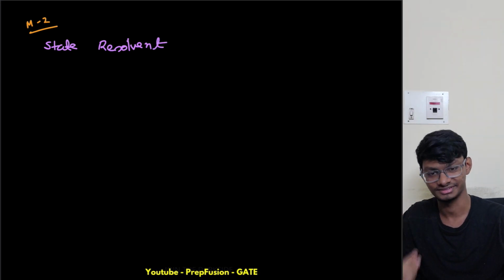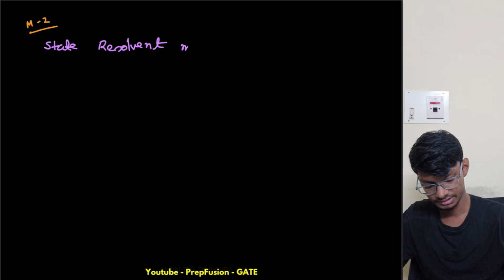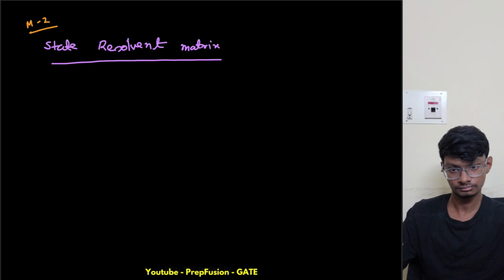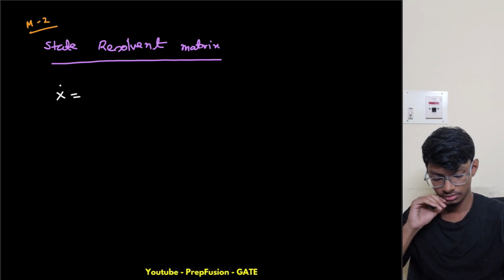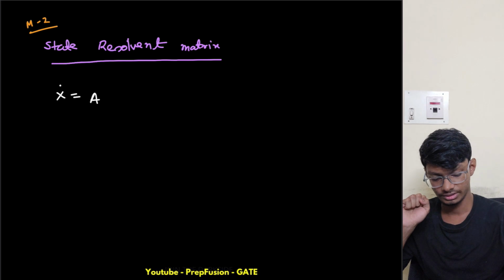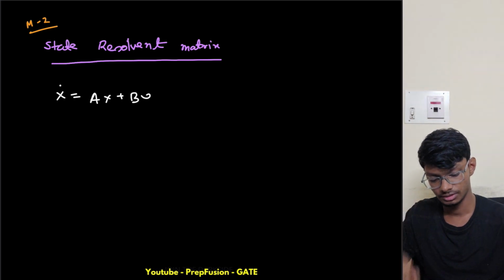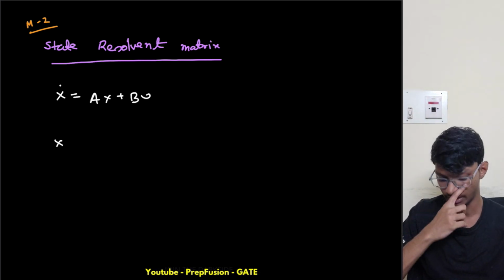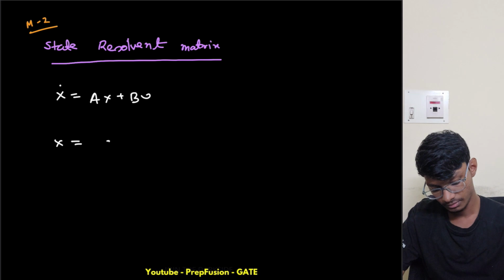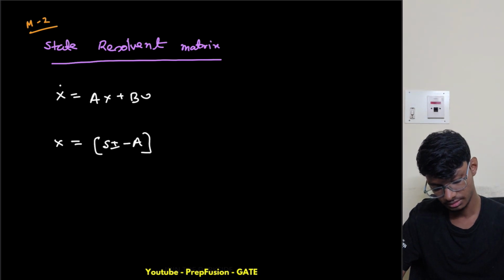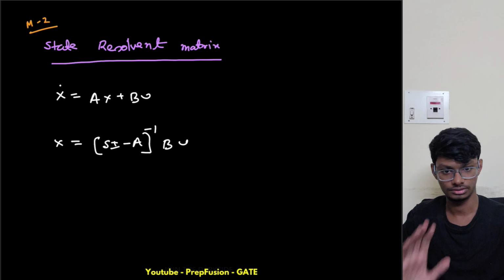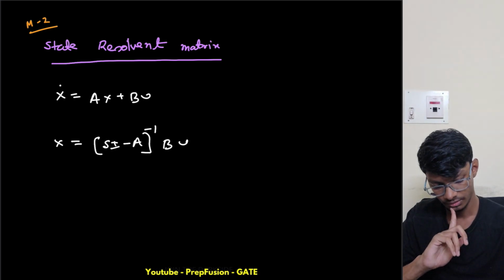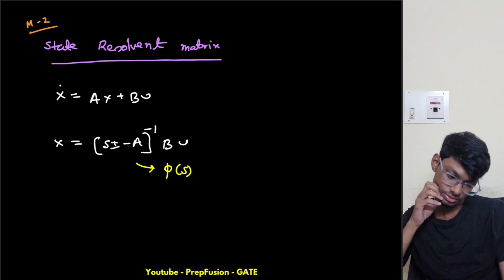If spelling is wrong, then please excuse me. State resolvent matrix. So this is x dot. What is our state equation? It is Ax plus Bu. So what I can write here is x in terms of B. X will be simply sI minus A inverse Bu. This is my simple equation. Now what is sI minus A? This is simply equal to my phi of s.